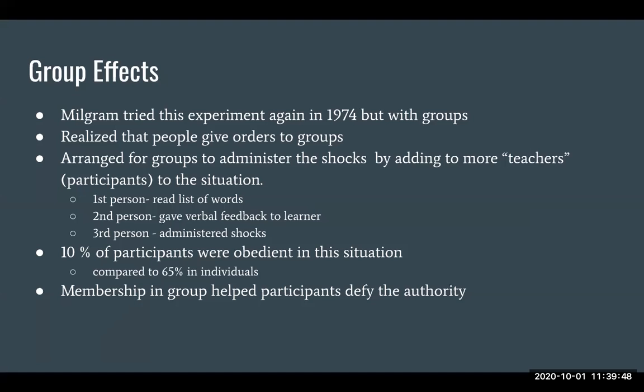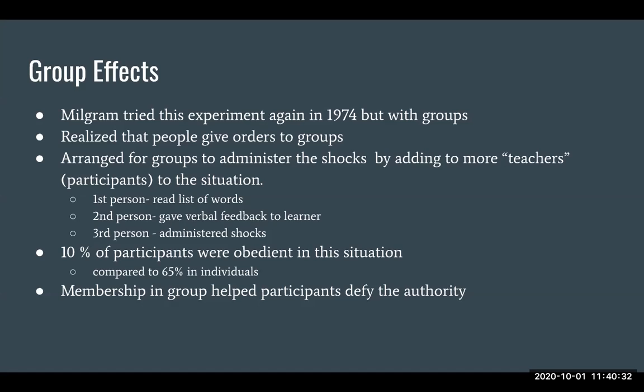And so this can tell us a lot of things about obedience, about authority in particular. But then later on, in 1974, Milgram did the same experiment again, but instead of individuals in the teacher role, he did it with groups. And he found that giving orders to groups allowed for less obedience, which in this case, I would argue less obedience is actually the more ethical option. So they arranged for groups to administer the shocks by adding more teachers to the situation. So people had different roles. The first one read off the words, the second one gave verbal feedback, the third one administered the shocks.